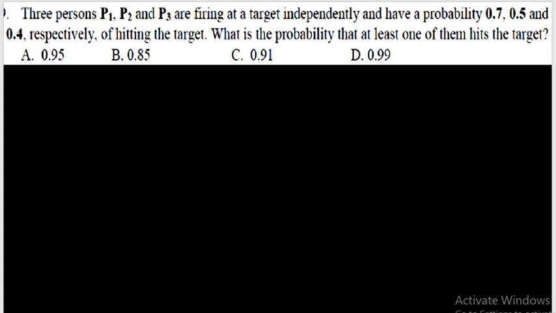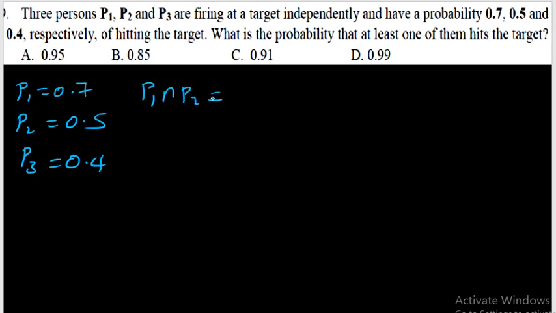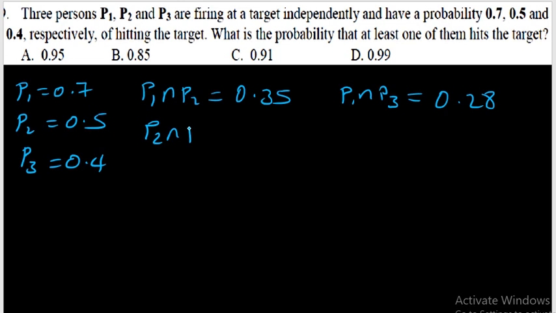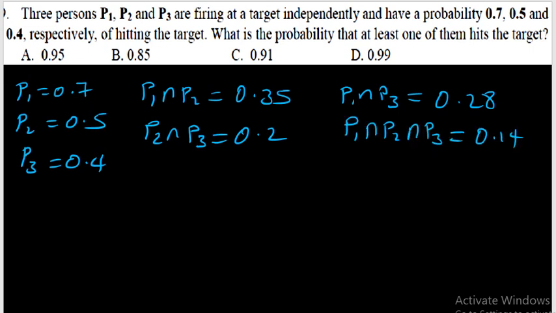Three persons P1, P2 and P3 are firing at a target independently. This is independent probability, and they have probabilities 0.7, 0.5 and 0.4. P1 is 0.7 and P2 is 0.5 and P3 is 0.4. Don't forget, if it is independent, P1 intersection P2 will be the product of the two, which is 0.35, and P1 intersection P3 will be the product of the two, which will be 0.28, and P2 intersection P3 will be the product of the last two, which is 0.2, and P1 intersection P2 intersection P3 will be the product of all the three. When you multiply the 3, it's going to be 0.14.